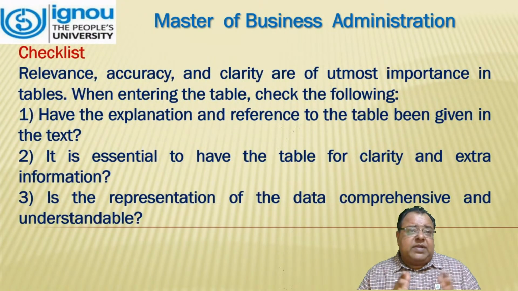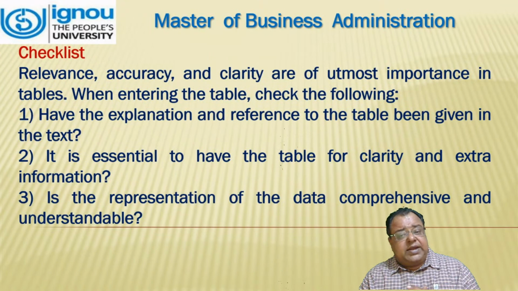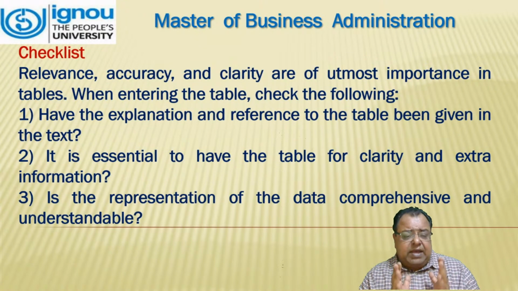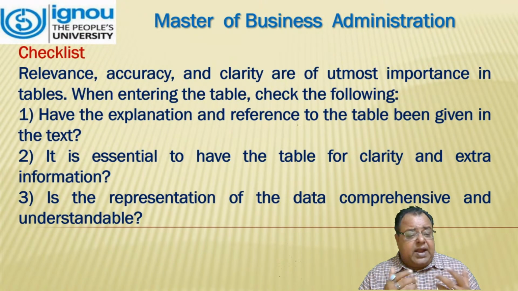Checklist. Relevance, accuracy, and clarity are of utmost importance in tables. When entering the table, check the following. Have the explanation and reference to the table been given in the text? Is the table essential for clarity and extra information? Is the presentation of the data comprehensive and understandable?